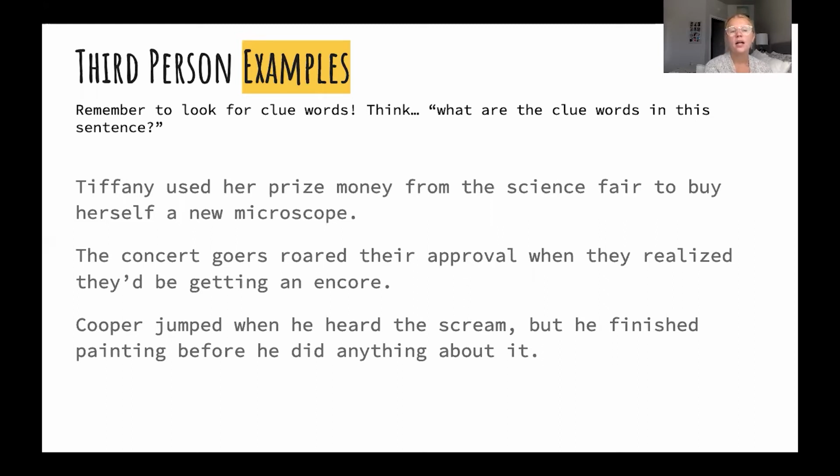And our last sentence: "Cooper jumped when he heard the scream, but he finished painting before he did anything about it." What are our clue words in this sentence? You guys should have said our clue word for this sentence was "he." The word "he" is used a few times in this sentence, and this tells us that Cooper's not talking about himself. Someone else is talking about him and telling us about what happened.